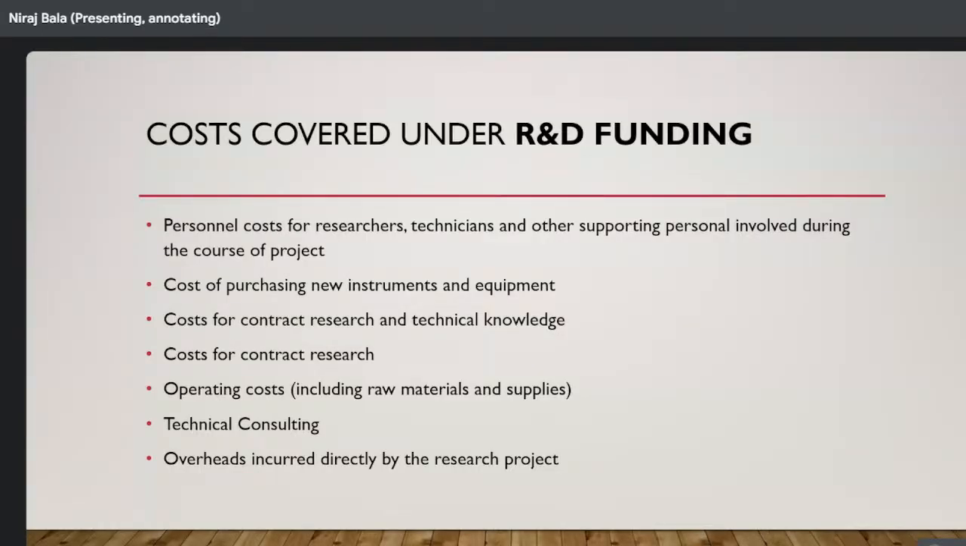Then there is the cost of contract research and technical knowledge, if you want to get some technical knowledge from outside. Operating cost is also covered. You may require raw material, steel, chemicals, or other kinds of kits and consumable items. That can also be covered under the operating cost. Then if you are taking some consultancy, and then overheads are given to the institute. So these are the different types of cost which are covered under R&D funding.